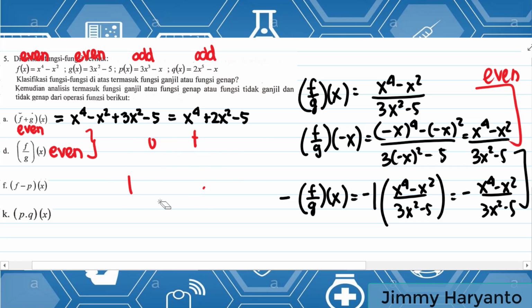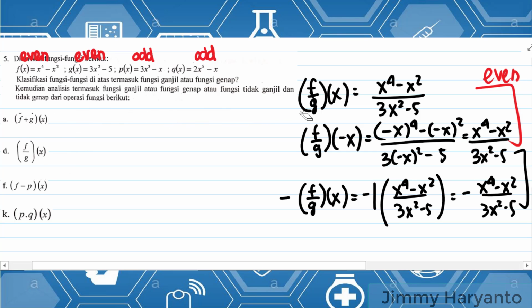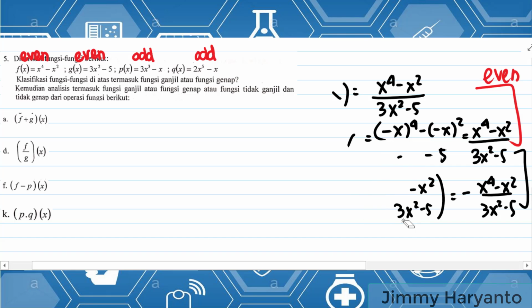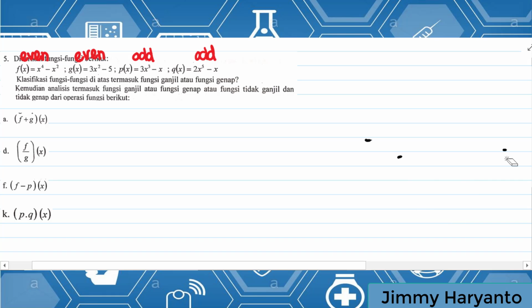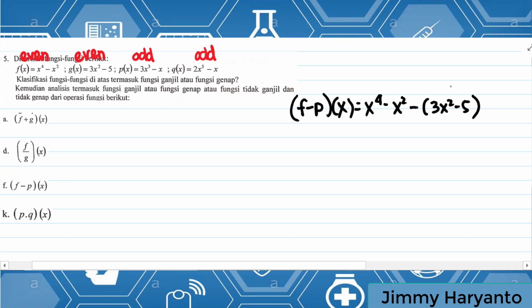Next, how about this one? f minus p, it means even and odd subtracted. Let's erase this first. Okay, clear. Next is f minus p. Let's subtract it: x^4 minus x^2, and then minus in the bracket 3x^2 minus 5. This is even, this is odd. Even minus odd. Let's see how it goes.